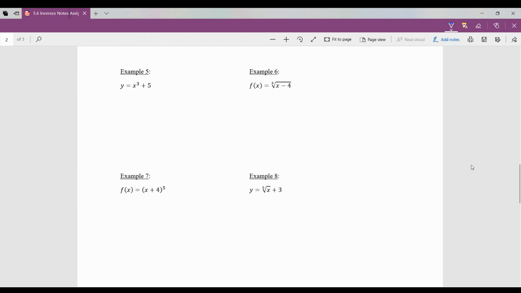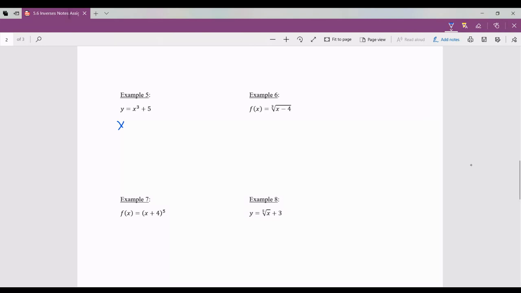All right, so we're going to try the next set where we have roots and exponents, and we're going to remember what undoes the root and what undoes the exponent. So first thing, we're going to switch x and y. So we've got x equals y to the third plus 5, and we're going to solve for y. So the first thing, I'm going to minus 5 from both sides. So I get x minus 5 equals y to the third.